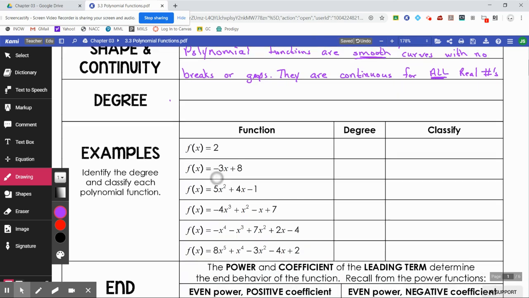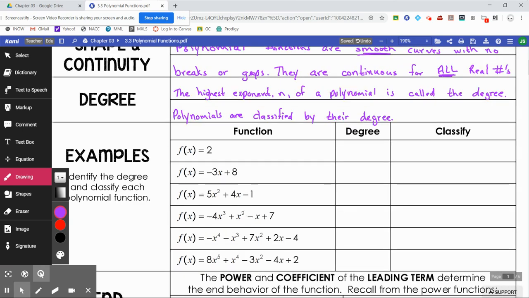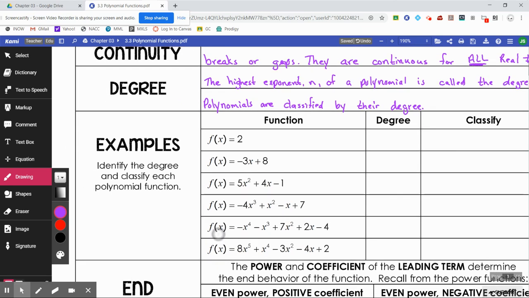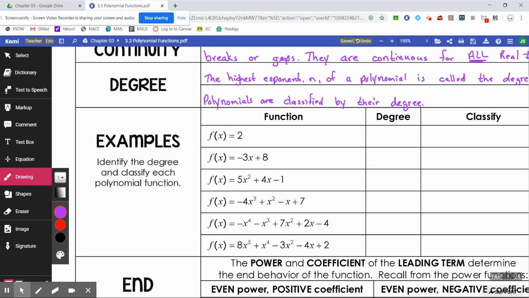The degree of a polynomial function. The highest exponent n of a polynomial is called the degree. Polynomials are classified by their degrees. And here's some examples. It says on this next part, identify the degree and classify each polynomial function.